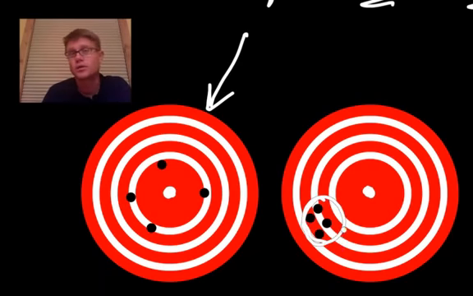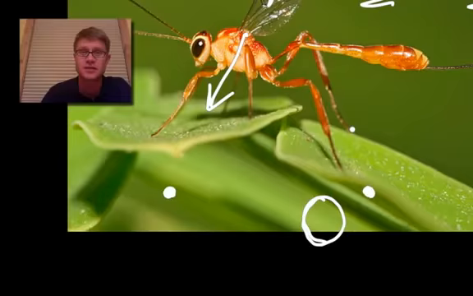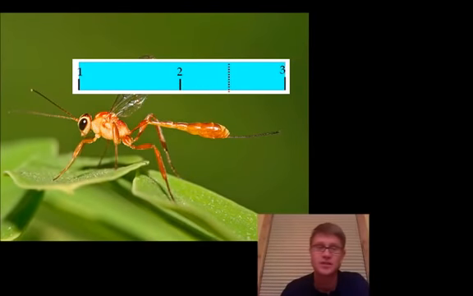So what do we hope to be as a sniper? We hope to be both accurate and precise. And what do we hope to be as a scientist? We hope to be accurate and precise as well.